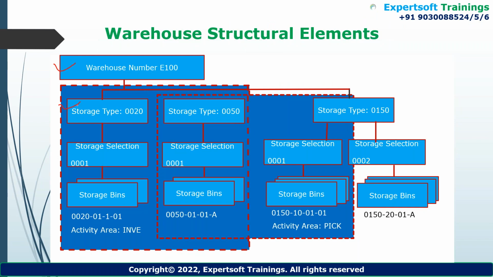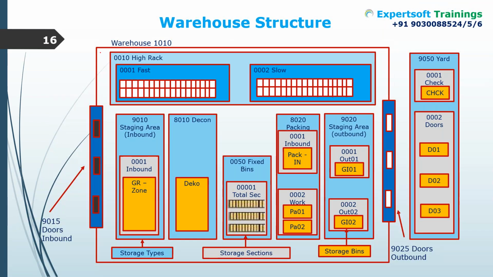You have your storage type, storage section, and storage bin. So basically storage type is nothing but a subdivision of your warehouse. For example, in the previous slide you can see the warehouse boundary. Under this warehouse boundary you can subdivide your warehouse with your storage types. For example, this is a high rack area, so you can say, okay, this is my high rack area. After that, if you have a staging area, you can define a staging area. You can also define deconsolidation, packing area, or fixed bin area, or staging area for your outbound doors.